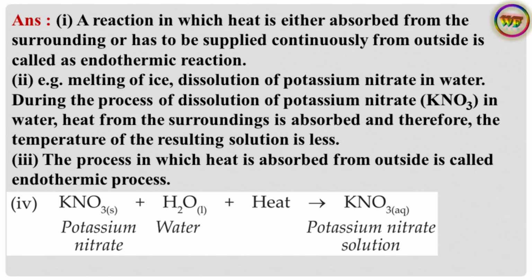Point 2. For example, melting of ice, dissolution of potassium nitrate in water. During the process of dissolution of potassium nitrate in water, heat from the surroundings is absorbed and therefore, the temperature of the resulting solution is less. Point 3. The process in which heat is absorbed from outside is called endothermic process.